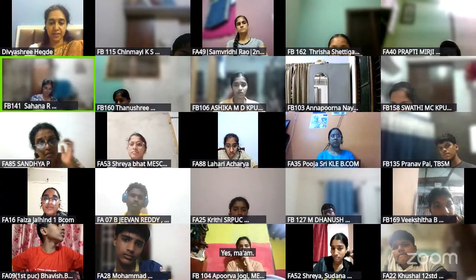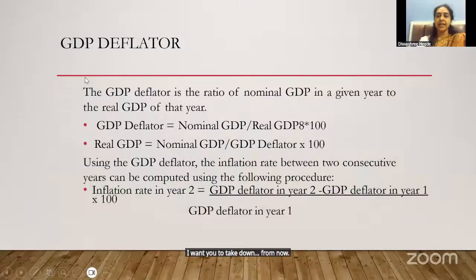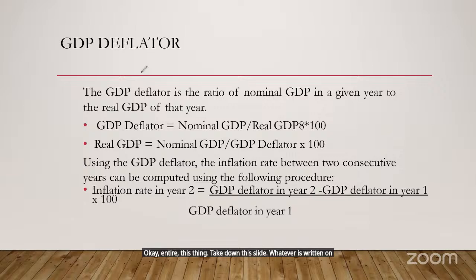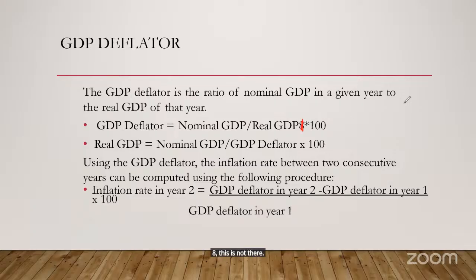Yes, ma'am. Okay. So now I want you to take down, from now it's very, very important. Then we have the GDP deflator. GDP deflator is the ratio of nominal GDP in a given year to real GDP of that particular year. Take down this entire slide. Whatever is written on the slide, I want you to write it down. And here it is nominal GDP divided by real GDP into 100. Please write down these formulas and then I will give you the problems to solve.